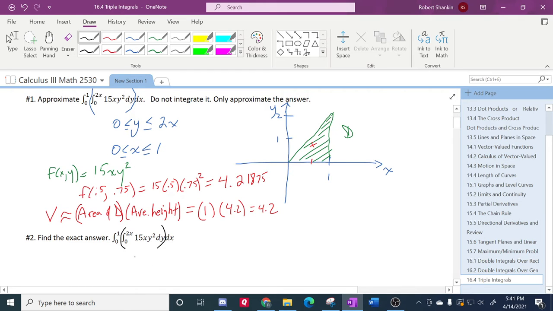So I'm going to do that inner one first, and the only variable is y, so it's y cubed over 3. And then evaluate this, and all the constant part we don't need to evaluate from. Just factor that out. From y equals 0 to y equals 2x, dx.